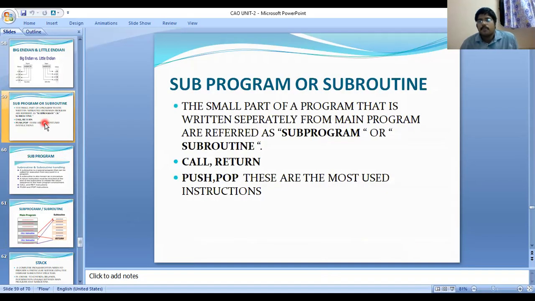Next one, subprogram or subroutine. What is meant by a subprogram or subroutine? Before discussing this concept, for example, I have a big program. I need to develop a big program. In the next 1 or 2 years, after completing your BTech, you may become a programmer, where you need to develop big programs for different tasks.